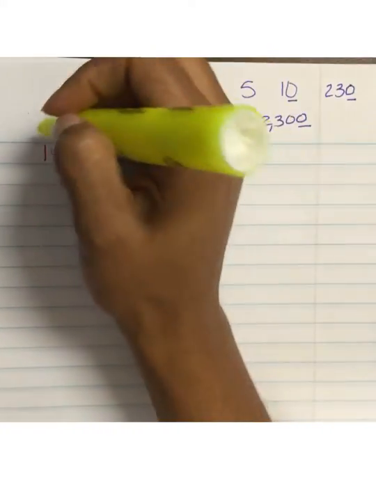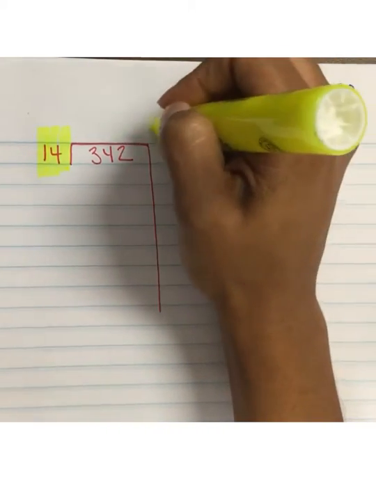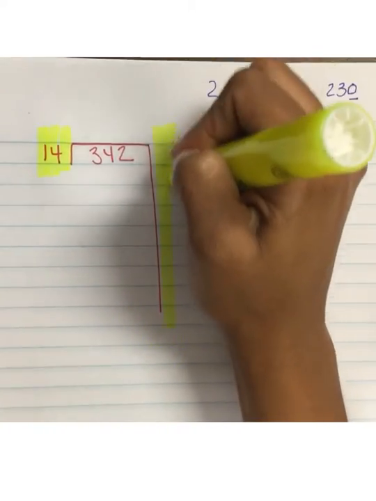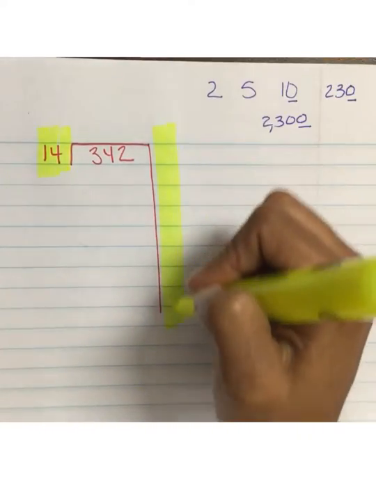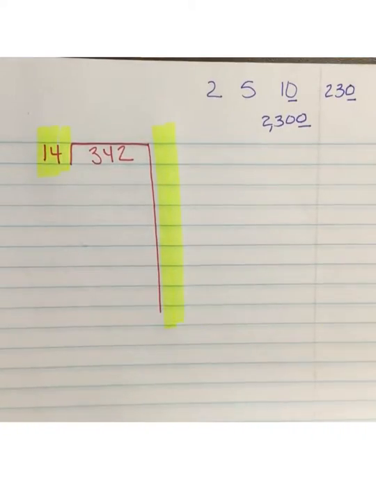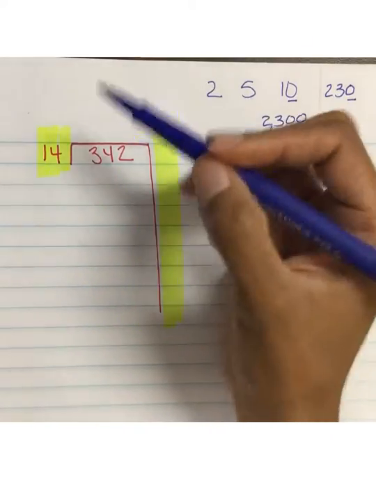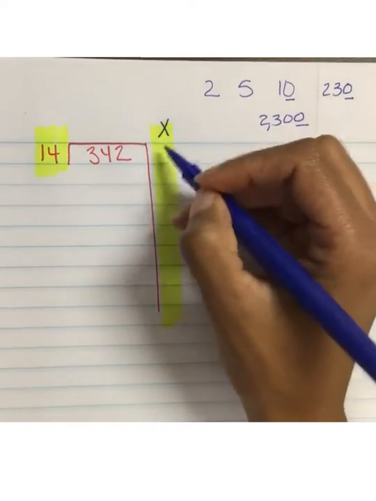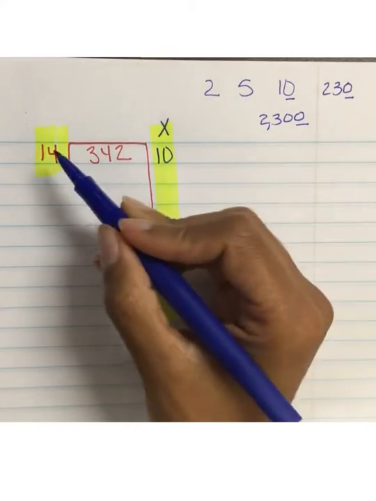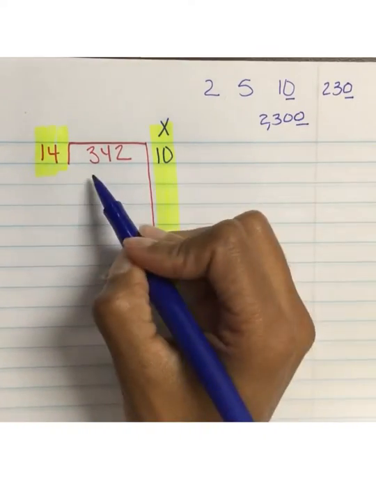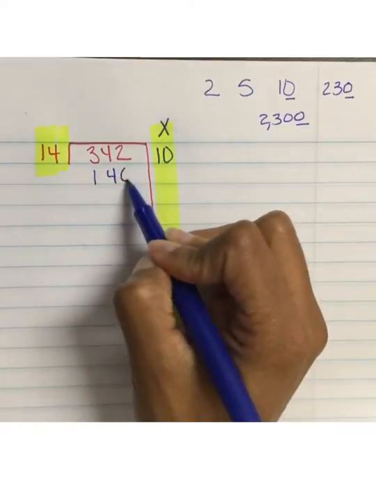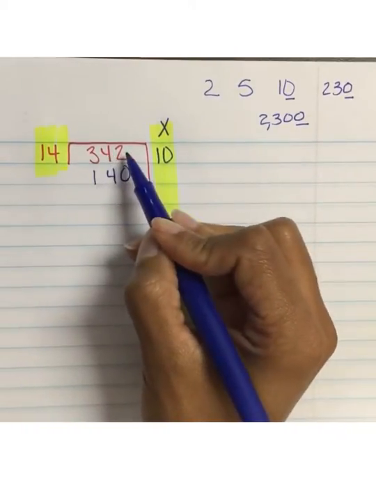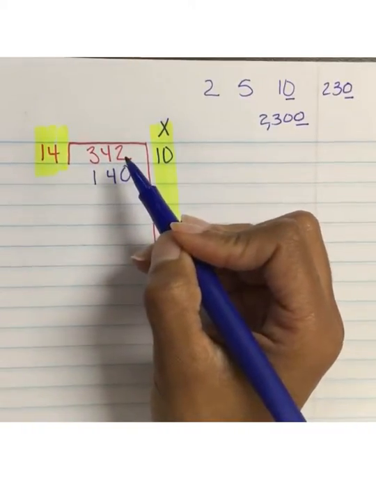Before we begin, I would like to point out that this number out here, the divisor 14, is going to be multiplied by whatever number we decide to multiply right here, whether it's our 10s, our 5s, or our 2s. I want to start off by multiplying 14 times 10. And the reason I want to choose 14 times 10 is because that would give me 140, which is less than 342, and that's what I'm looking for.